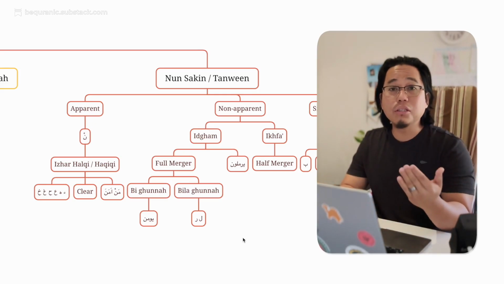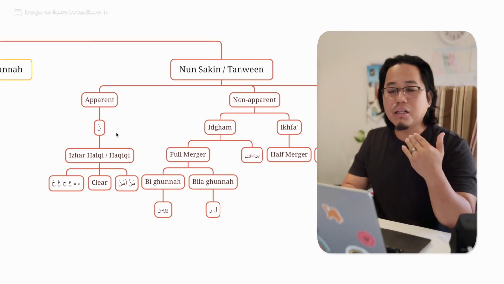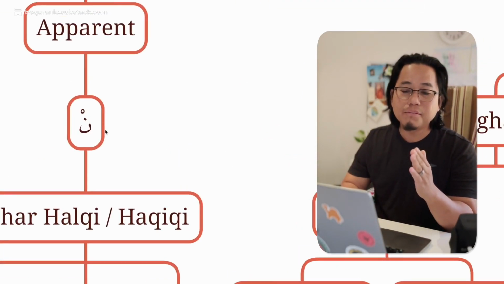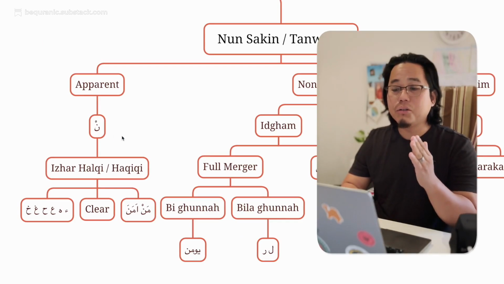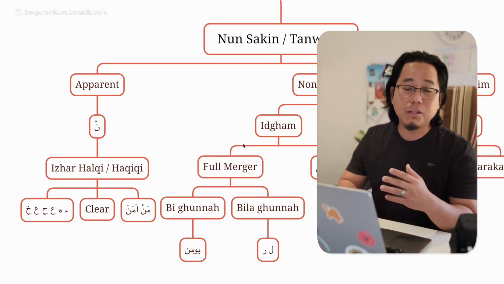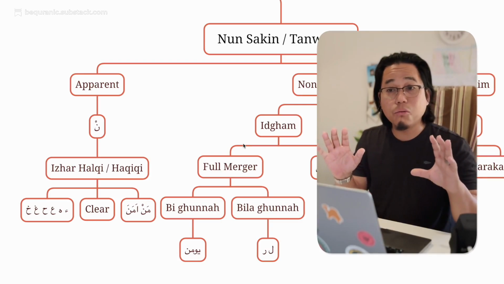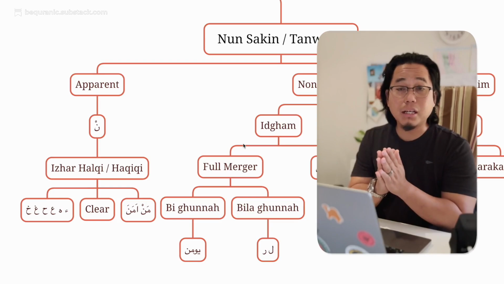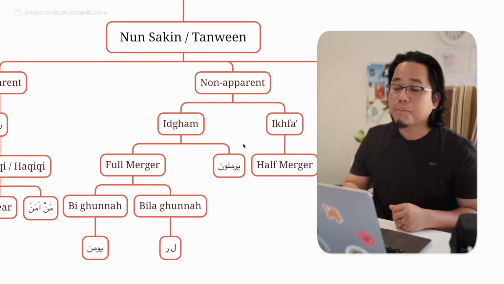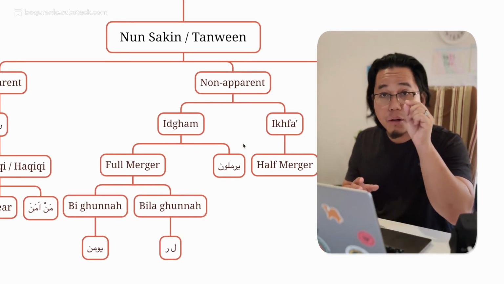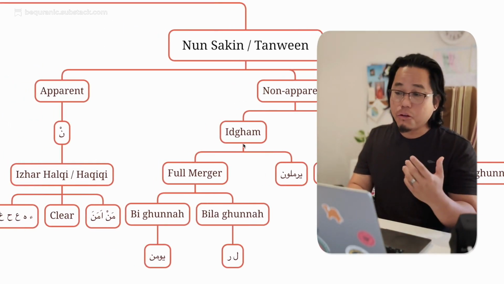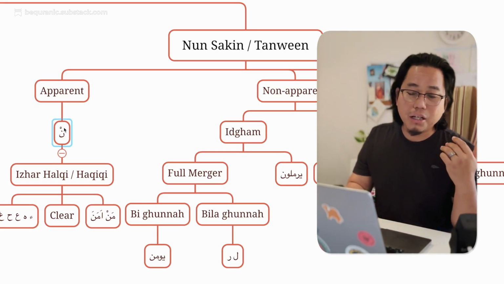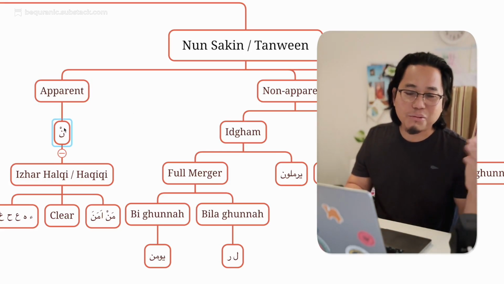So if you're using the Medina Mus'haf, the noon sakin is written either as a noon with an apparent sukoon, or with a non-apparent noon sakin. On top of the noon, there is just no signage or anything on top of it. It's just empty. That's a noon sakin as well, non-apparent noon sakin. Or it could be written with a small meme. If it's a small meme, it is iqlab, and this is the rule that we've looked into last week.